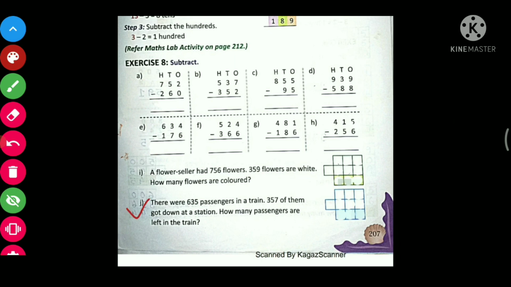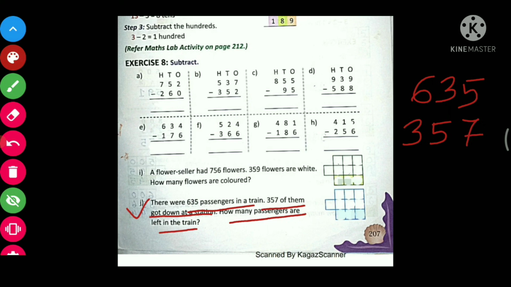See J part. There were 635 passengers in a train. 357 got down at a station. Now we have to find how many passengers are left in the train. So total 635 passengers are there, out of which 357 passengers got down at the station. We have to find the leftover passengers that are in the train.